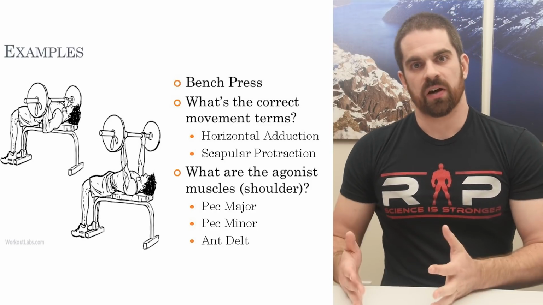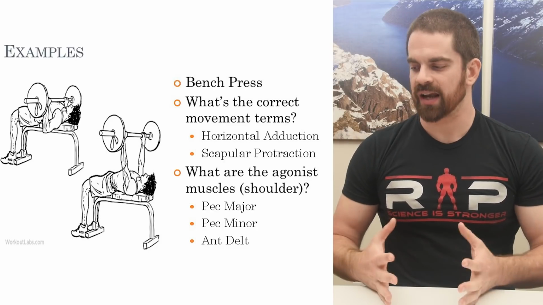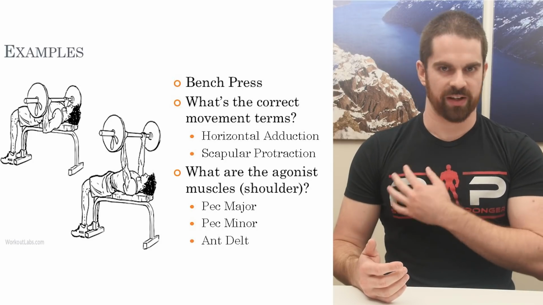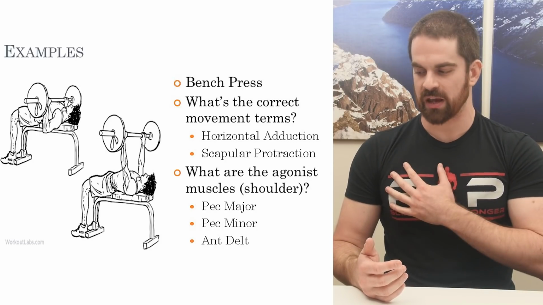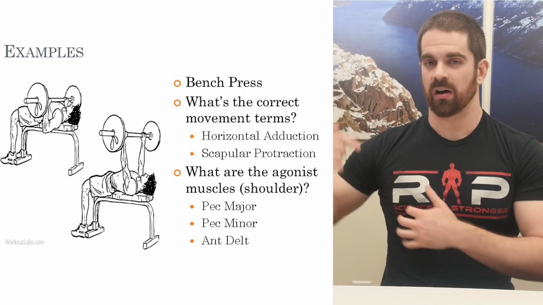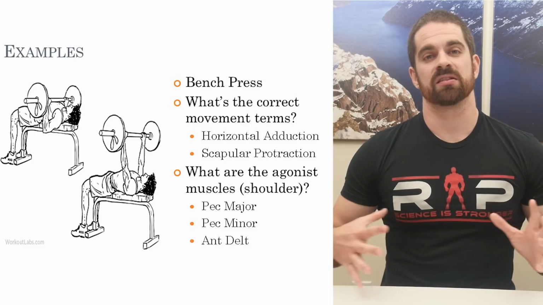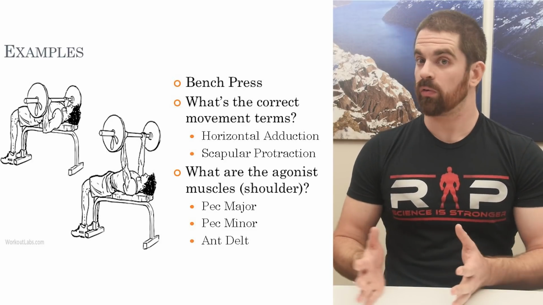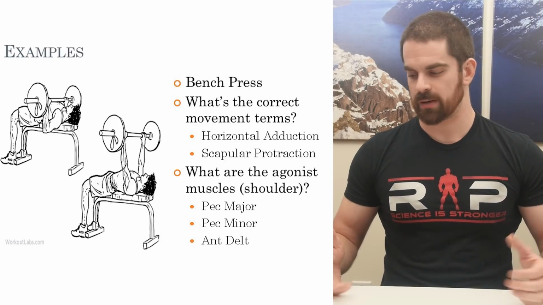So now that we've identified the movement, can we figure out the agonist muscles involved of the shoulder? Absolutely. So we know that the pec major hopefully is no brainer, just like the lat pull down. Pec major is going to be involved in that bench press. We also know that the deep pec minor is going to be involved. And then to a small extent, we're probably going to see some synergy with the anterior deltoid as well. Make sense? Hopefully not too challenging. Those are good exercise examples.